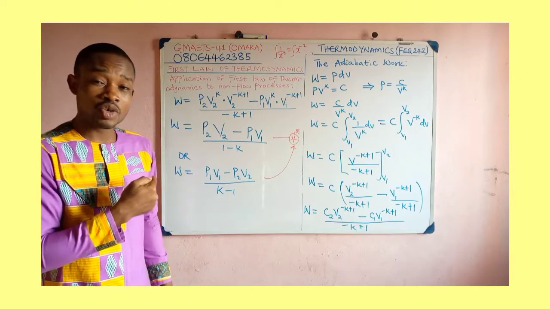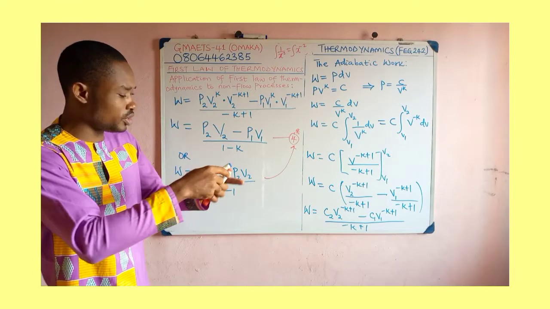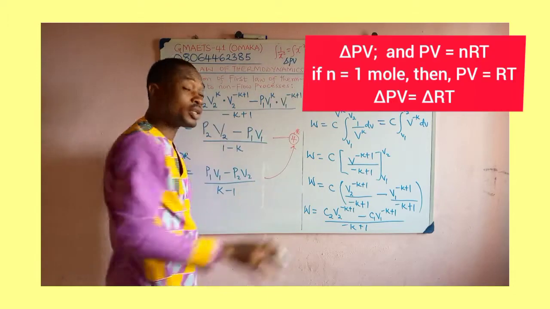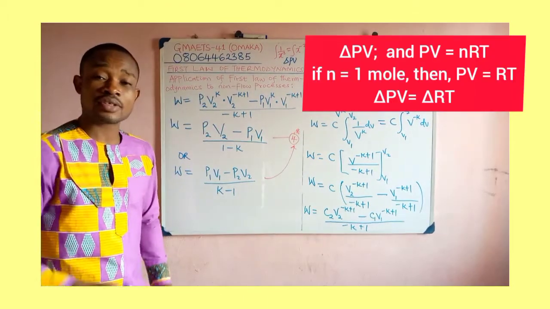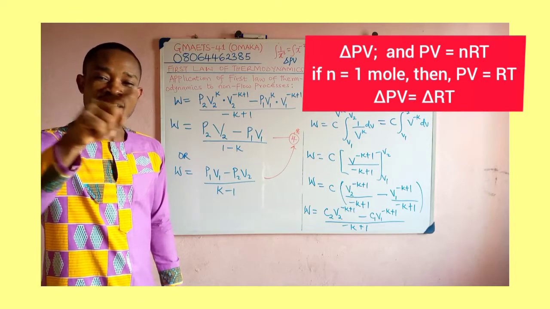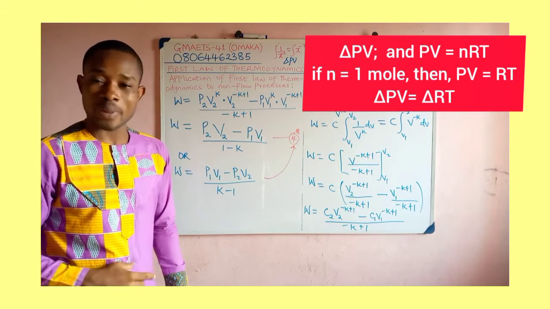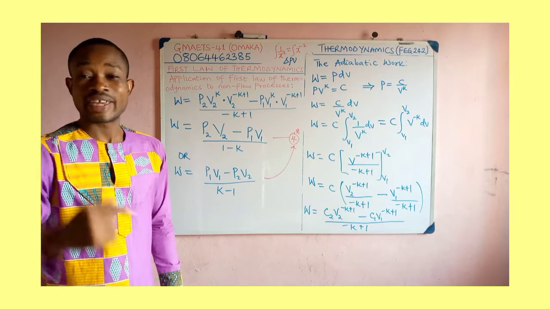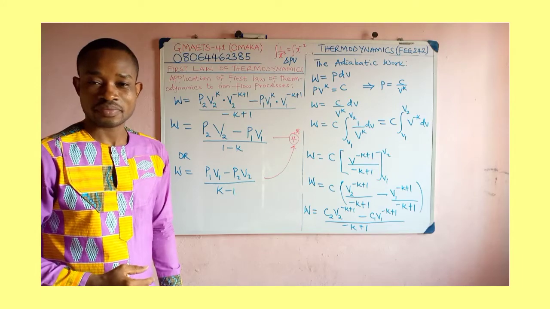Why? Look at the numerator. Did you take note that it's simply change in PV? That numerator is simply changing what? PV. And we know that PV is equal to what? nRT. Which means we can also write the numerator as what? Change in RT, where n is 1 mole per se. So, in the next video, we're going to see how we'll get the equation in terms of temperature.